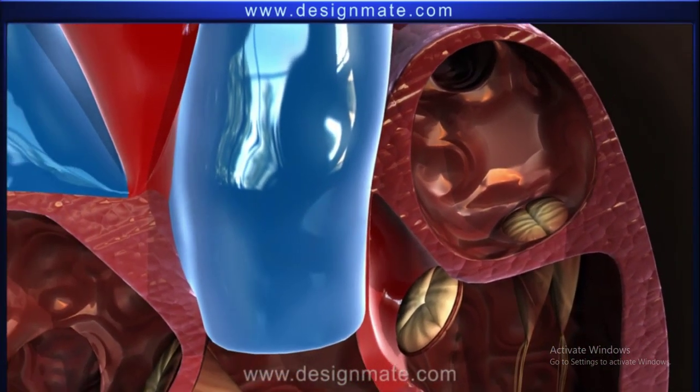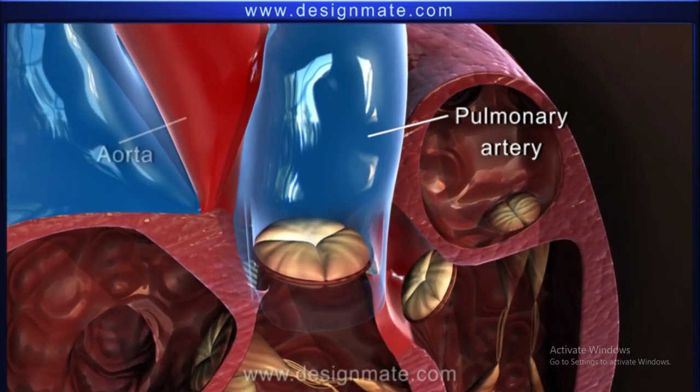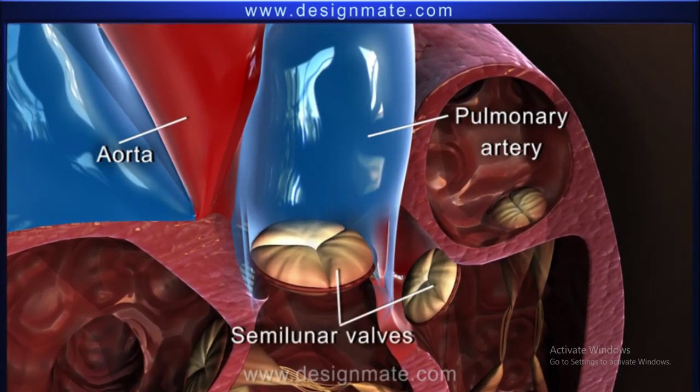The pulmonary artery and the aorta have semilunar valves which prevent the backflow of the blood into the ventricles.